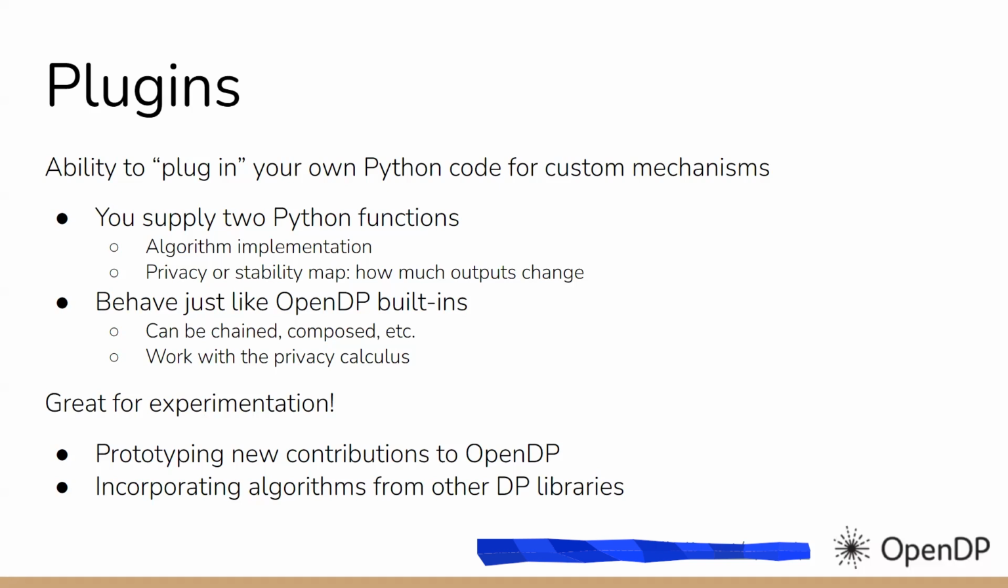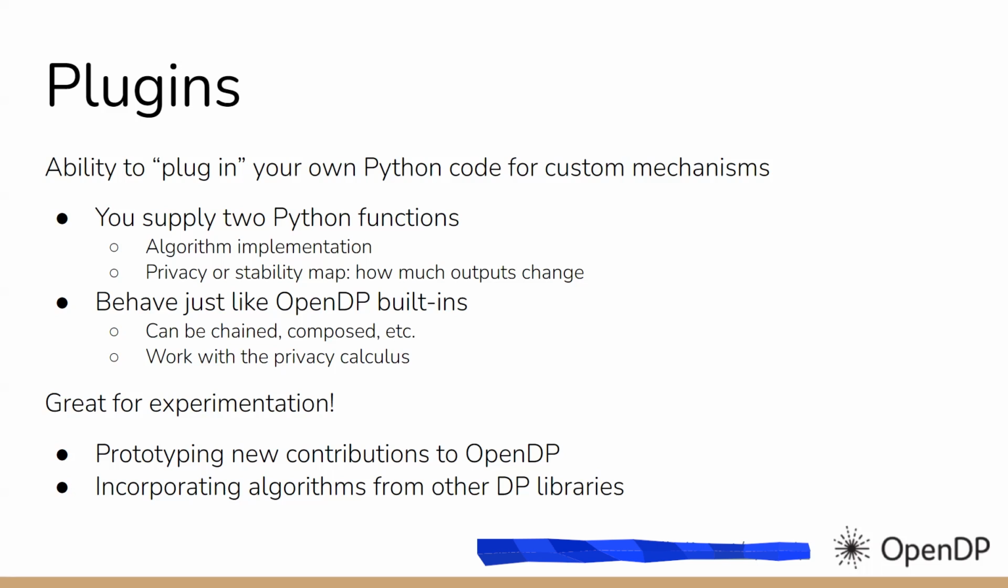The way this works is you supply 2 Python functions, an algorithm implementation, and a privacy or stability map. It tells you how much the outputs can change when the inputs change by at most a bounded amount. And they behave just like OpenDP built-ins. You can chain them, you can compose them, you can mix things that are written in Rust with things that are written in Python. So everything works with the privacy calculus.